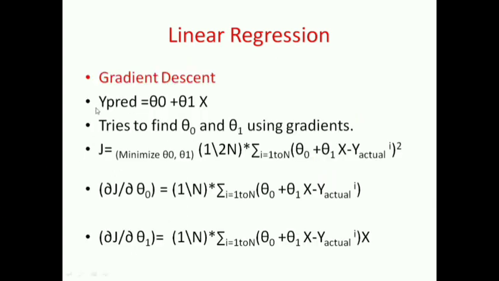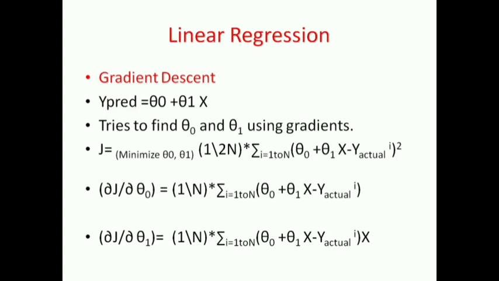So suppose our predicted value of y is represented by theta naught plus theta 1 into x. What gradient descent tries to do is find theta naught and theta 1 using gradients. So say J is equal to this equation, which represents the cost function. Our goal is to minimize this value of J using theta naught and theta 1. That means we need to find theta naught and theta 1 so that the value of J is minimum.